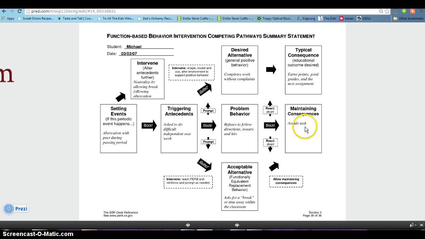What we find is that the reason that he is refusing to follow directions, swearing and hitting, is it allows him to avoid the task. What we want him to do is to do the task, which is up here. If he does the task, then he's going to get points, he's going to get good grades, and he's going to get the next assignment. And so we want it to be so that this typical consequence is going to be more powerful than this maintaining consequence, which is avoiding the task.